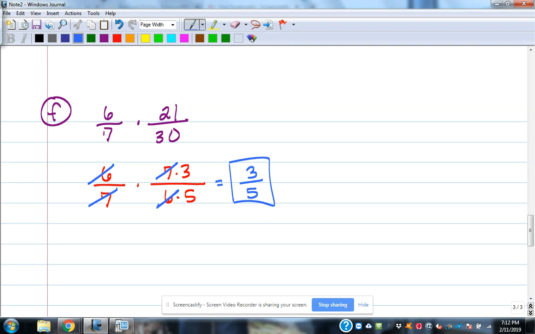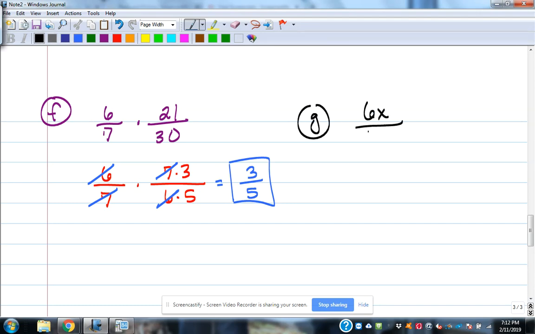Had you multiplied straight across, 6 times 21, that's 126. 7 times 30, that's 210. And then you reduce from there. It still ends up being 3/5 at the end, but it's a whole lot bigger numbers to deal with out of that. So that's where the cross dividing and the cross canceling helps. When we start throwing letters in there, I think the cross canceling gets easier because you're just looking for matching letters, right? So let's get a pretty easy one here to start off with.